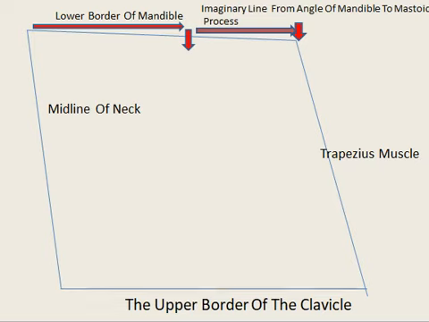The side of the neck presents somewhat of a quadrilateral outline, limited above by the lower border of the body of the mandible and an imaginary line extending from the angle of the mandible to the mastoid process, below by the upper border of the clavicle, in front by the midline of the neck, behind by the margin of the trapezius muscle. And now coming on to what are the various structures present in the neck.